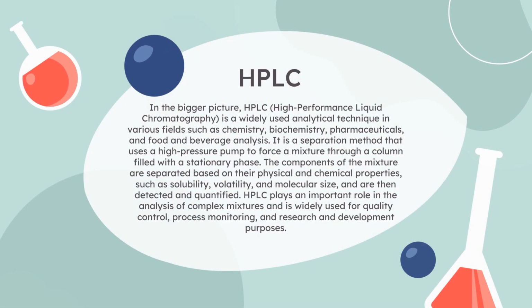The mobile phase of HPLC may be a single liquid or a mixture of liquids which is pumped into the column at high pressure of the order 400 to 1000 atmosphere and the flow rate is adjusted to 0.1 to 10 milliliter per minute.